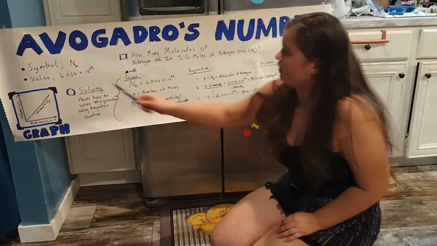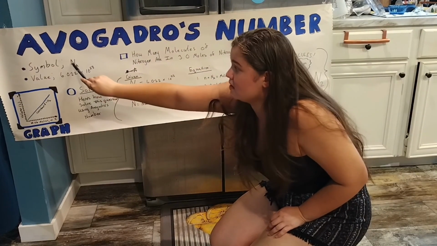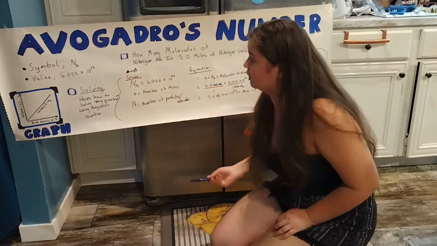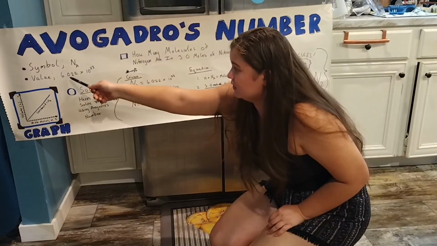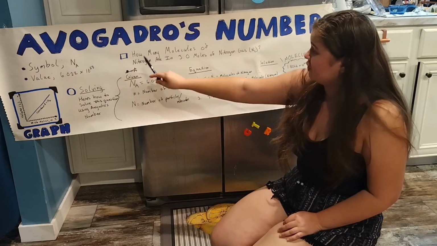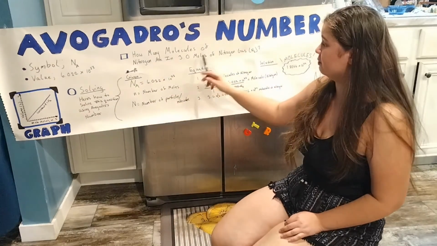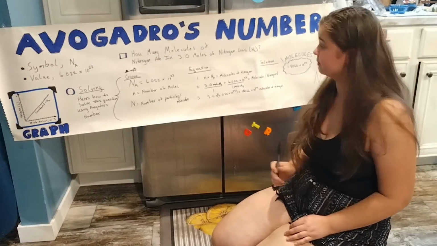So to start with, the symbol for Avogadro's number is Na. N for number, A for Avogadro. Its value is 6.022 times 10 to the 23. And my question is, how many molecules of nitrogen are in 3.0 moles of nitrogen gas?